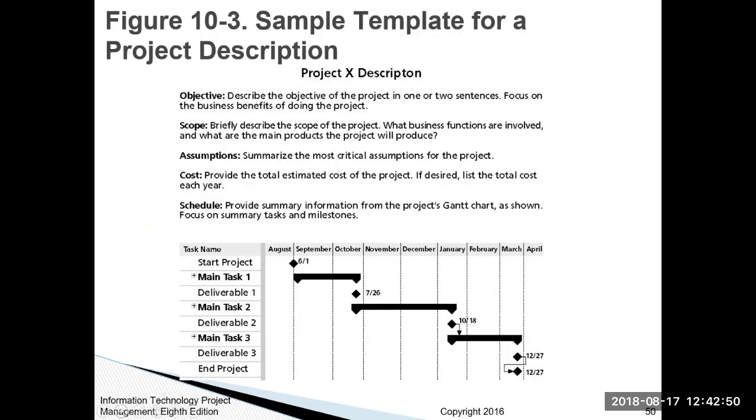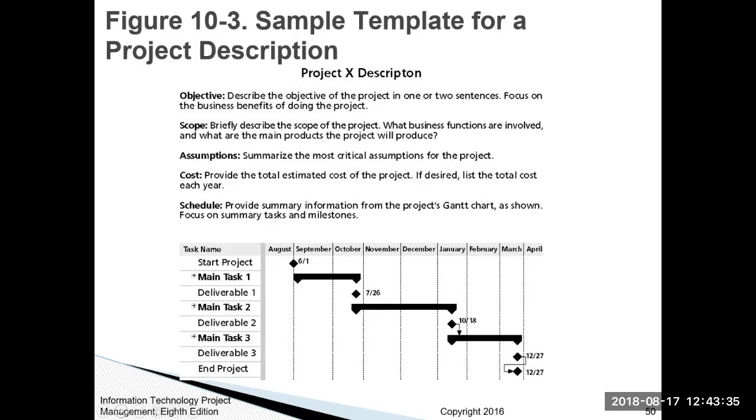Your scope is what I mentioned earlier. It's just where you briefly describe the scope of the project, what business functions are involved, and what the main products the project will produce are. Your assumptions is where you summarize the most critical assumptions for the project. The cost, obviously, is your price, and this is where you'll provide the total estimated cost of the project, and if desired, you can list the total cost each year. On the schedule, you provide summary information from the project's Gantt chart as shown below. Focus on the summary tasks and milestones.